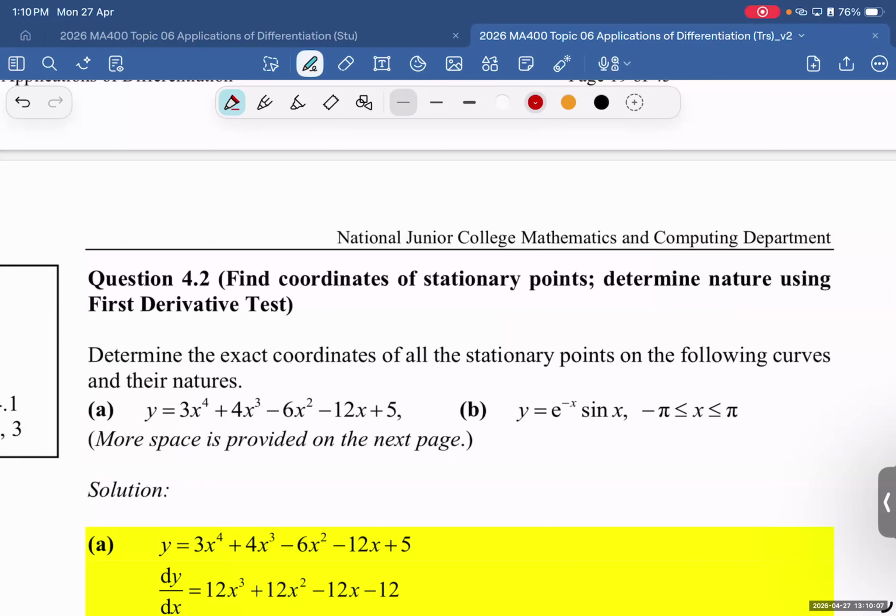Yes, it's easier. Correct. When do I use the first derivative? Basically, the first derivative test works 100% of the time.